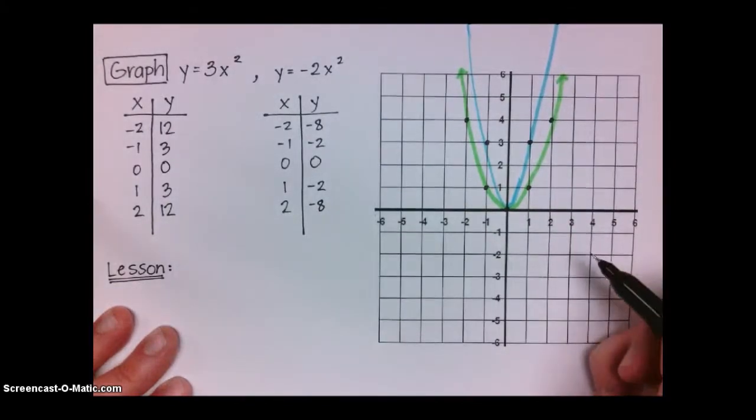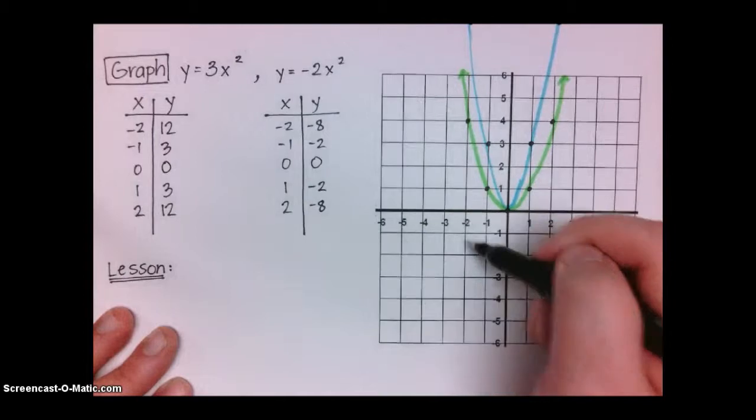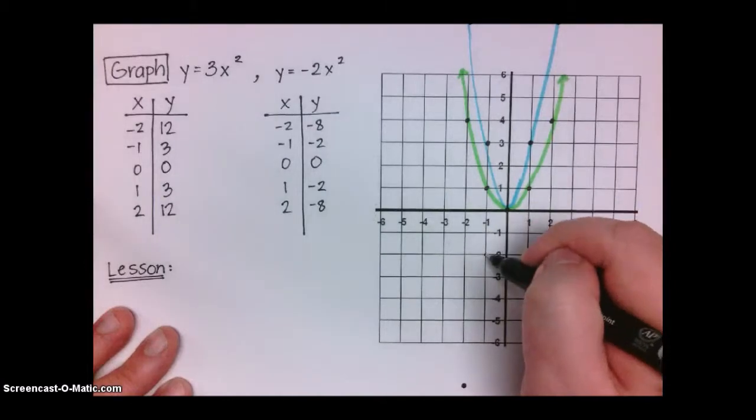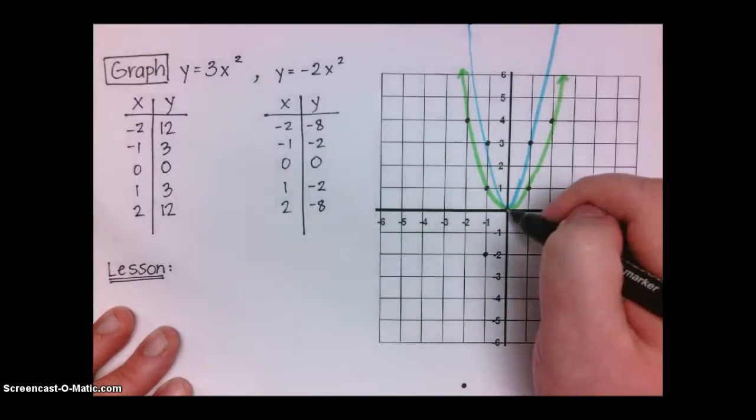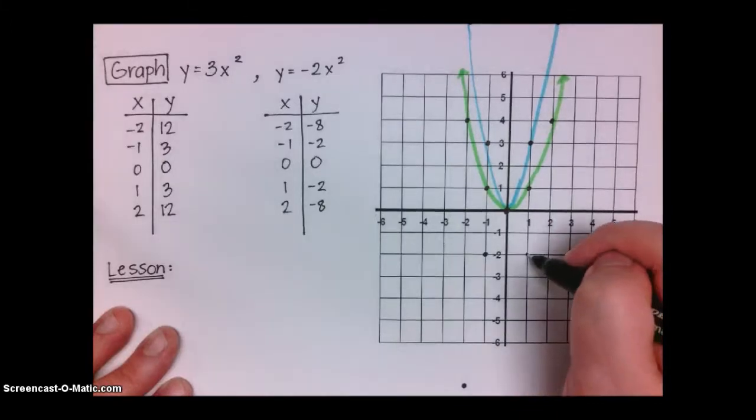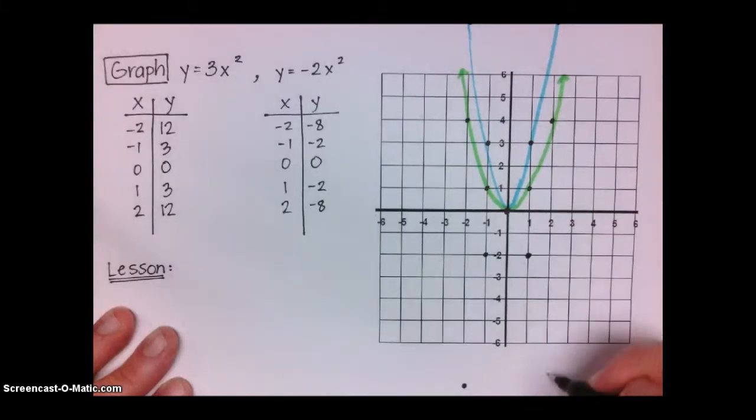So now let's try these points. I have negative 2, and I'm going to go down to negative 8. That's about right there. I have negative 1. I'm going to go down to negative 2. 0, 0 again was right there. 1 down to negative 2. And 2 down to negative 8.